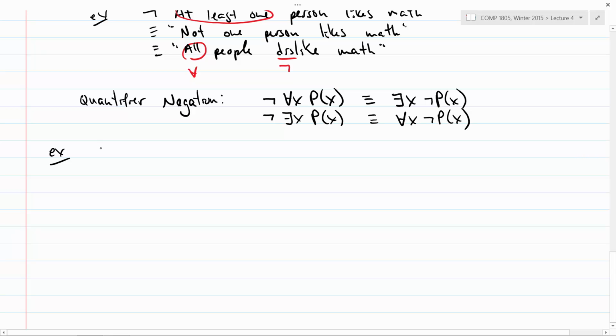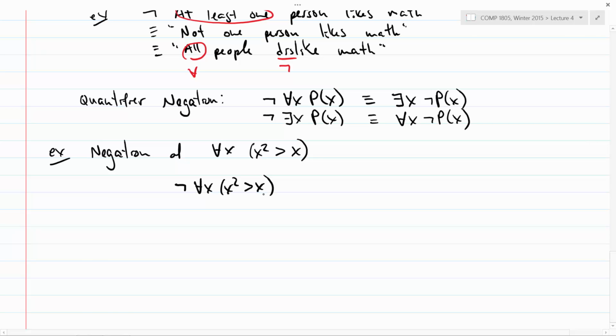So the negation of for all x, x squared is bigger than x. And the universe of discourse is all integers, say. What would the negation of this be? So I want the negation of for all x, x squared is bigger than x. Notice that I'm really defining a propositional function here. I'm just writing it explicitly every time. So what would the negation be?